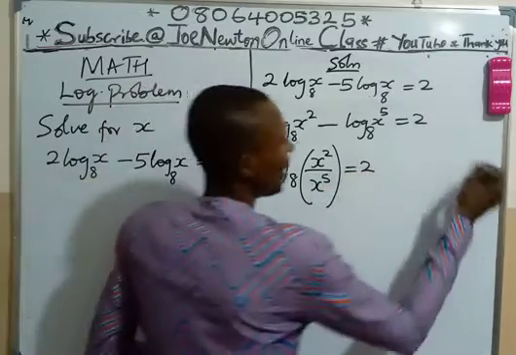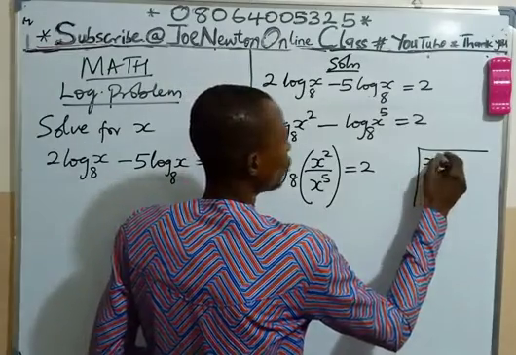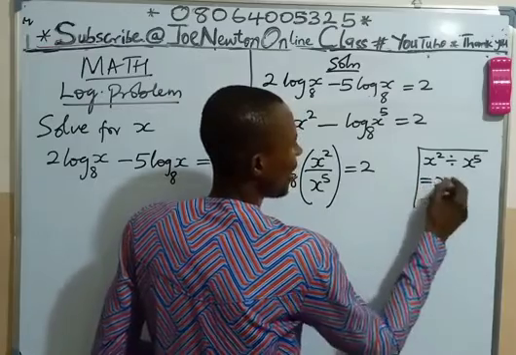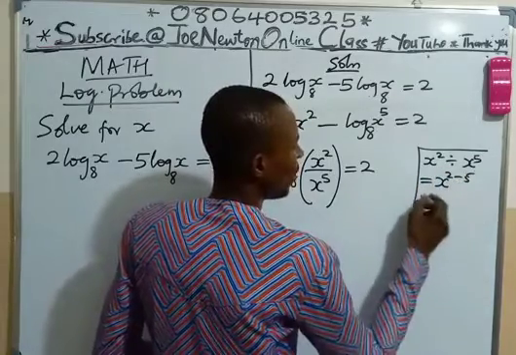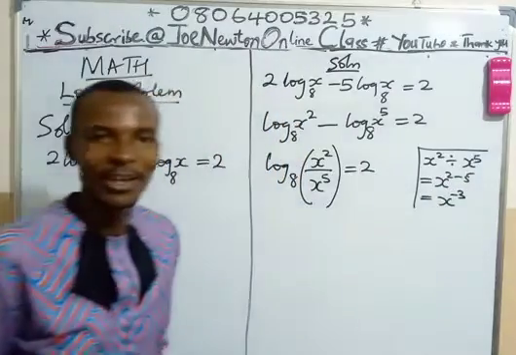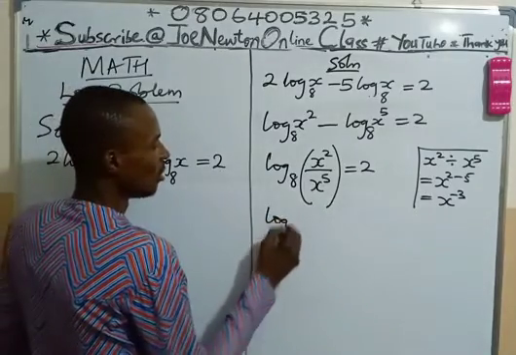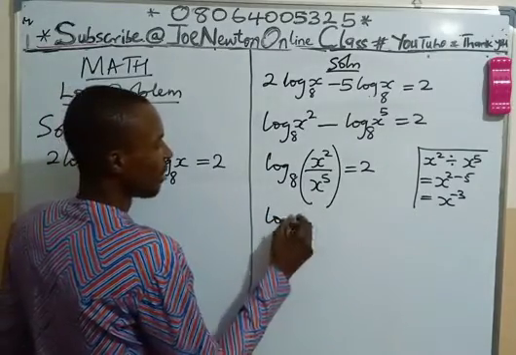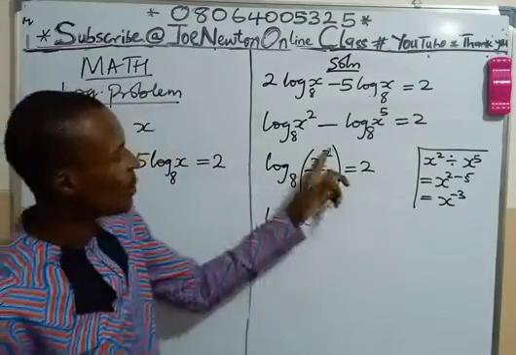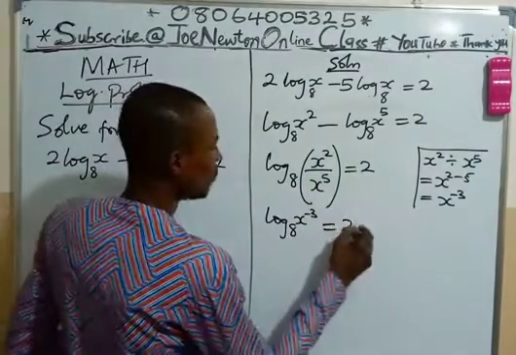equal to 2. Then quickly recall that in our law of indices, if we have x raised to power 2 divided by x power 5, that will give us x power 2 minus 5, which is equal to x power minus 3, because 2 minus 5 is minus 3. So when we now put it here, we are left with log base 8 of x raised to power what? Minus 3. Because x power 2 over x power 5 is x power minus 3. All is equal to 2.